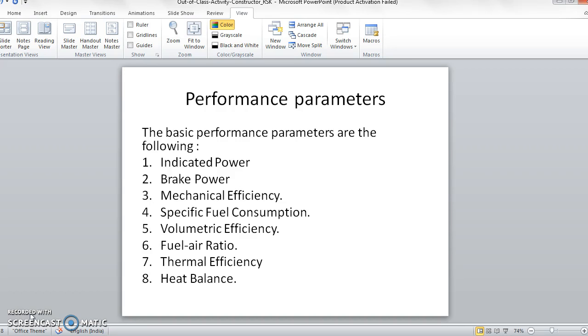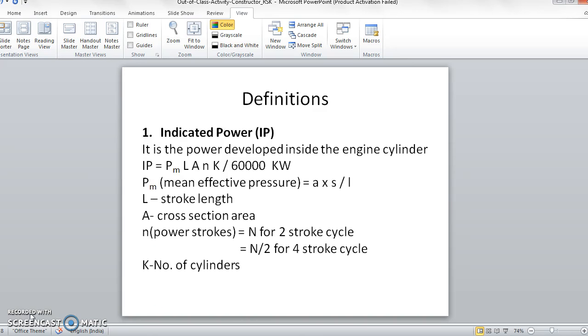For the engine to perform properly, some of the parameters that affect the engine performance are indicated power, brake power, mechanical efficiency, specific fuel consumption, volumetric efficiency, fuel-air ratio, thermal efficiency, and heat balance sheet. Now, let us try to understand what each of these terms means. Let us try to define them and find out how to calculate these parameters.